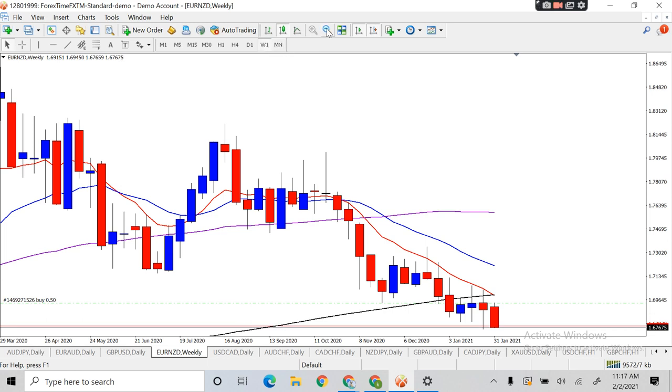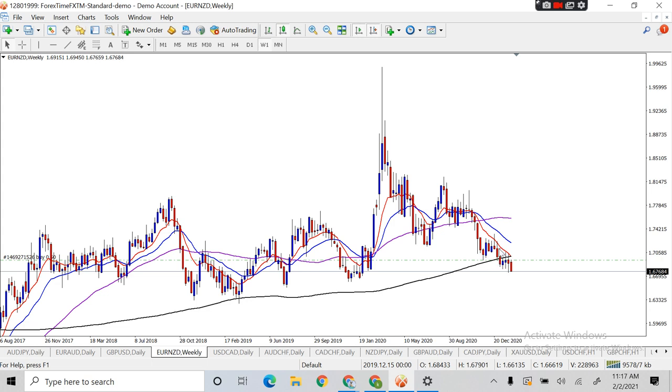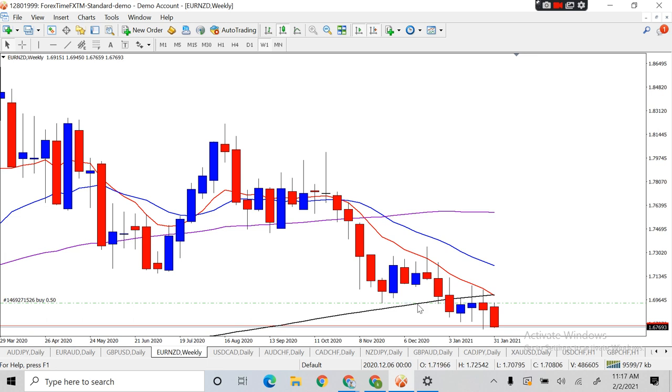On the weekly, you find that this sell has closed below the 200 moving average on weekly. Let me expand that so that you see. It has closed below the 200 moving average on weekly. It has retested the 200 moving average and is going down.